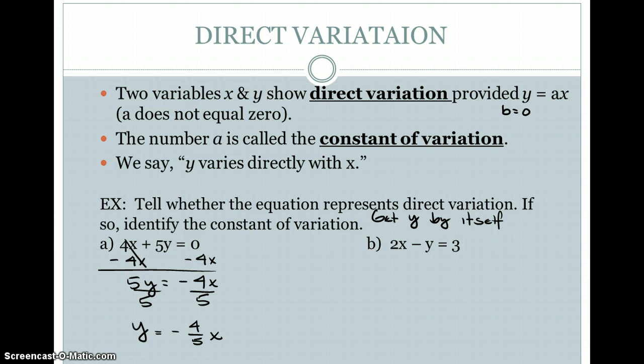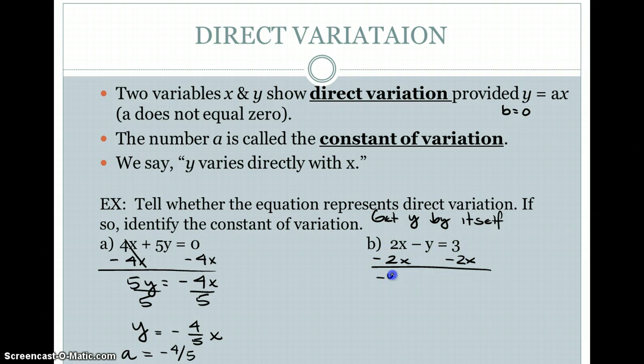Does that look like direct variation? Well, yes, because it's not plus 2 or minus 5. It's just y equals that. So because that's a yes, I'm going to identify the constant of variation, which for us is negative 4 over 5. That is your constant of variation. Same thing you did for part B. If you'd like to press pause while you solve for y on your own, you can check your work with my work, or you can just follow me now.